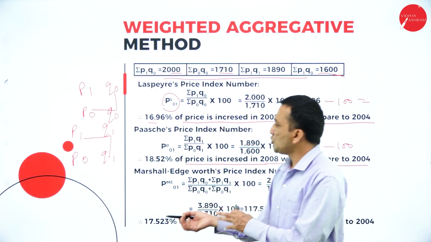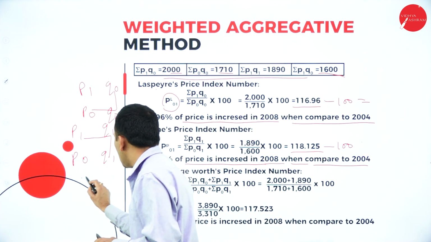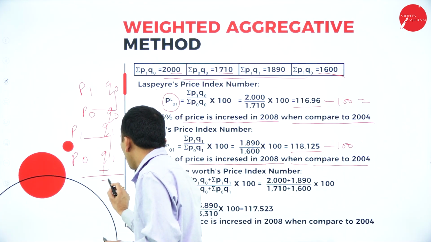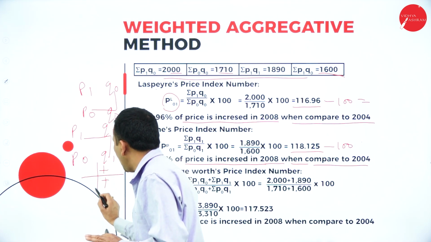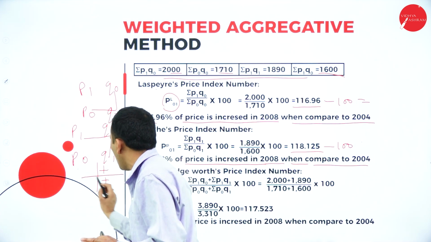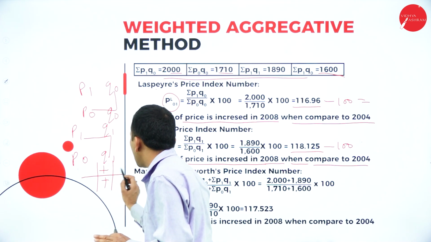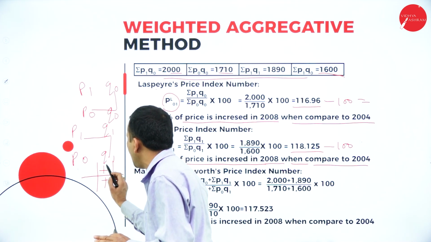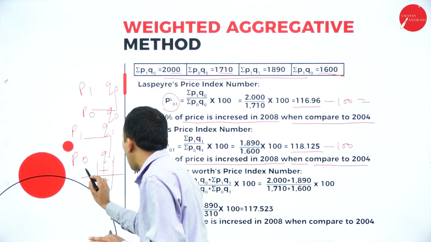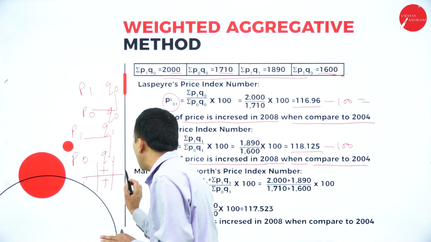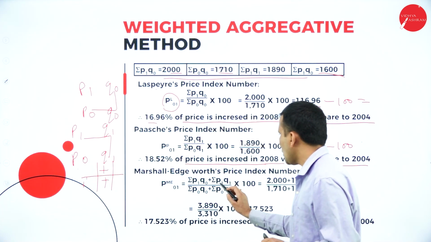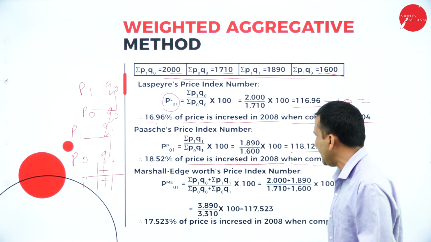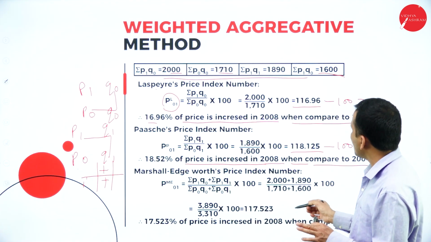Okay. So now, Marshall Edgeworth, how are we doing it? The same thing. Plus, here we are trying to write for the Laplace. Even on the right side, in between there is a plus sign, numerator and denominator. Laplace is on the left side, Paasche we are writing on the right side. So according to the formula, whatever we did, the value also we need to simplify.